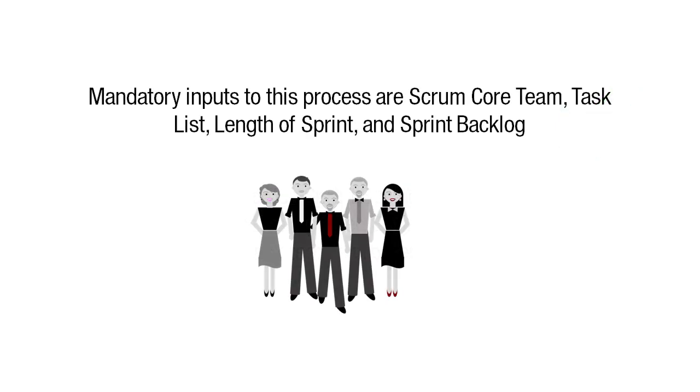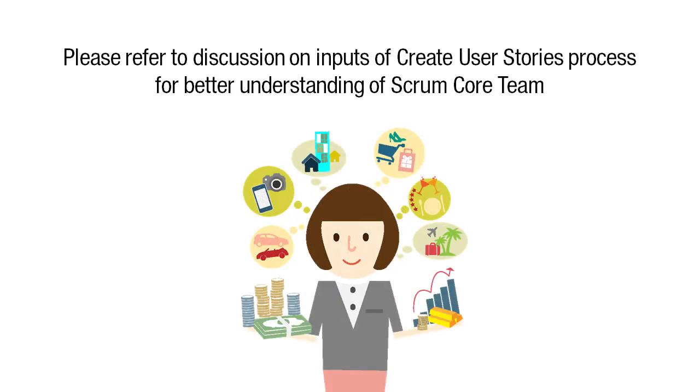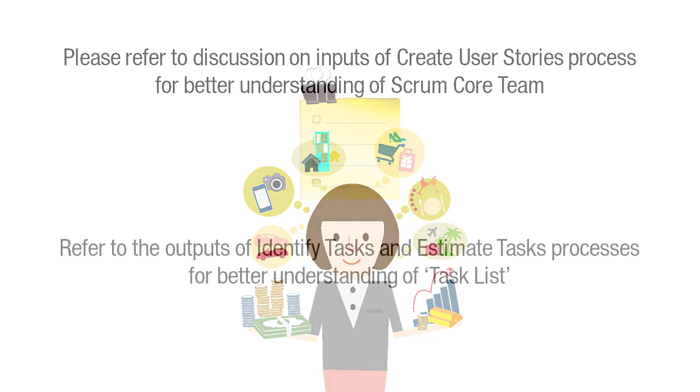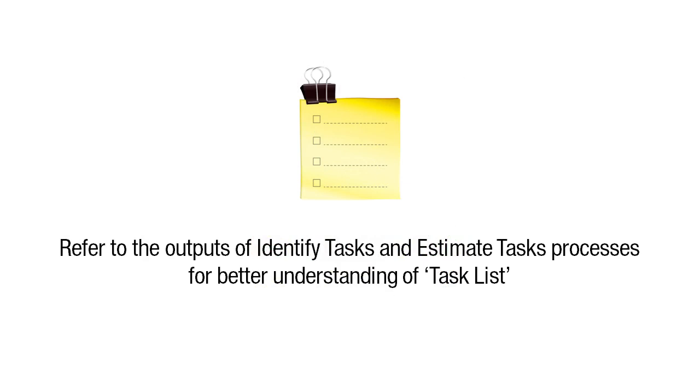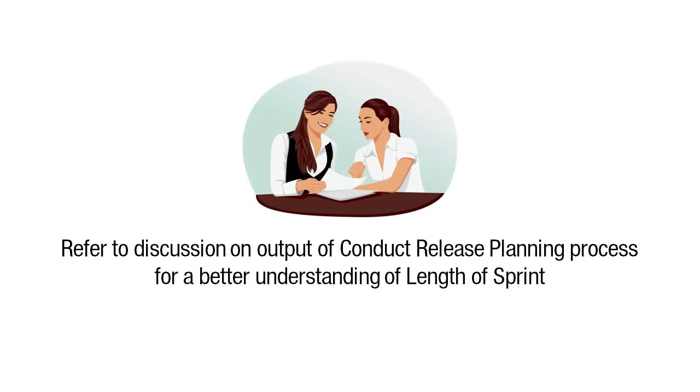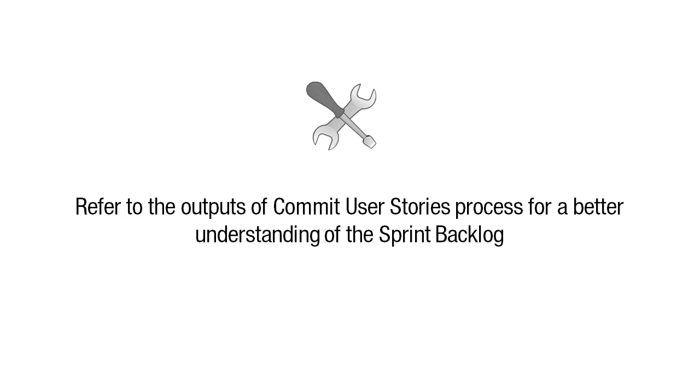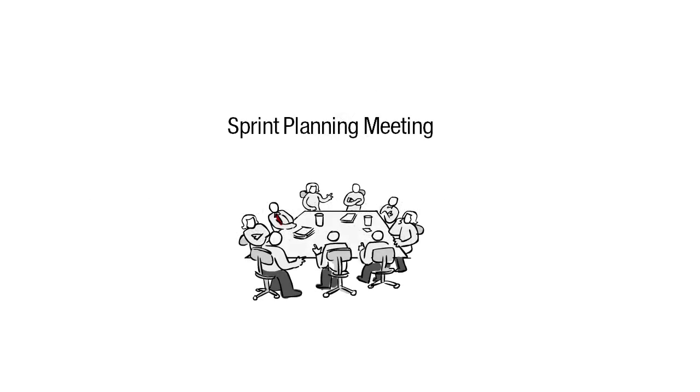The mandatory inputs to this process are Scrum Core Team, Task List, Length of Sprint, and Sprint Backlog. Please refer to the discussion on the inputs of the Create User Stories process for a better understanding of Scrum Core Team. And refer to the outputs of the Identify Tasks and Estimate Task processes for a better understanding of Task List. Also refer to the discussion on output of Conduct Release Planning process for a better understanding of length of sprint. And refer to the outputs of the Commit User Stories process for a better understanding of the sprint backlog. The mandatory tool for this process is Sprint Planning Meeting.